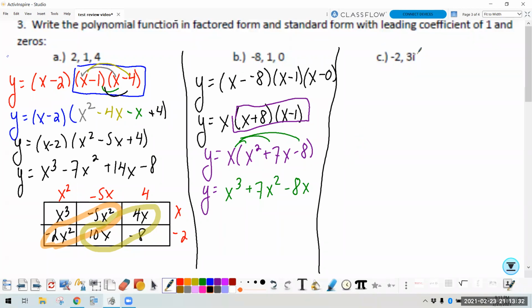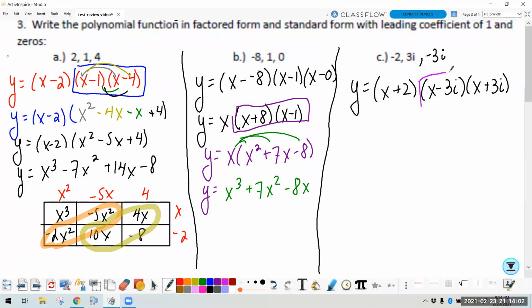Now with C, I have a pure imaginary number, and I know imaginary complex roots have to come in conjugate pairs. I need that negative 3i. So now when I write out my factors, if you're going to write the factors with the imaginary roots, these are the two you have to multiply together first. You have to multiply those two together first.